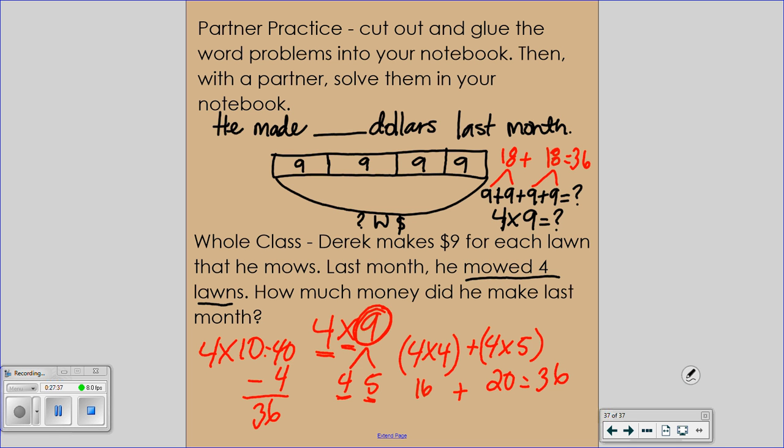How much money did Derek make last month? Courtney? 36 what? That's a naked number. 36 dollars.